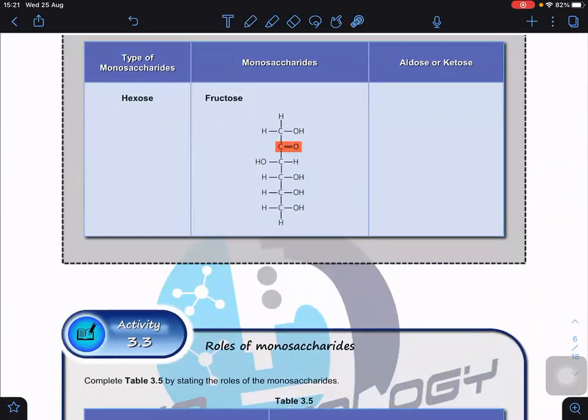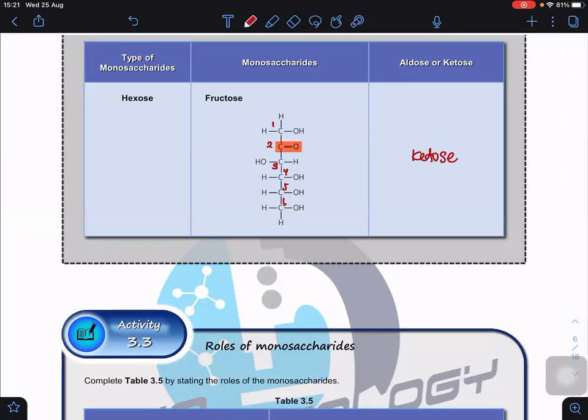The last one, let us look at fructose. It is also a hexose because 1, 2, 3, 4, 5, 6 carbon. So that's why hexose. Whether it is aldose or ketose depends on the carbonyl group. This carbonyl group is actually located at carbon number 2. So therefore, this is ketose.